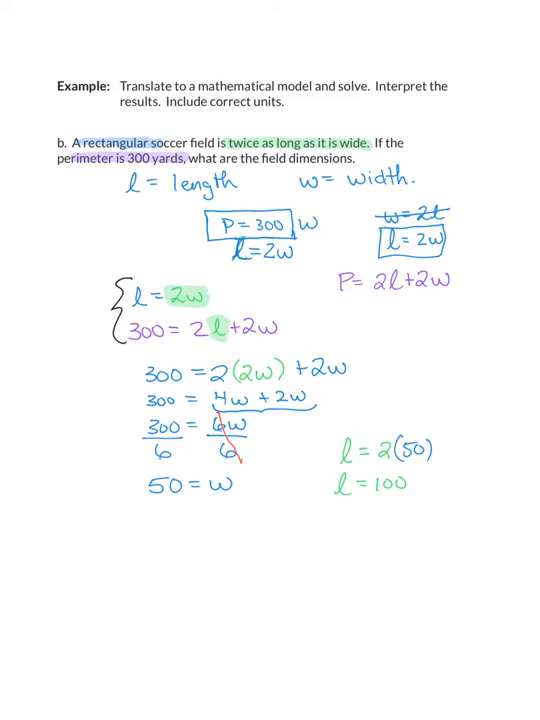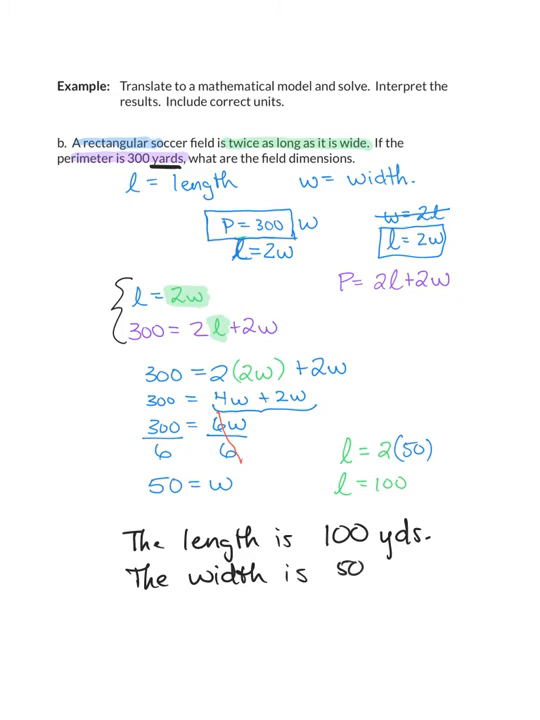So now we want to go ahead and interpret our answer. So you can say things like the length is 100 yards. The width is 50 yards. And we're done.